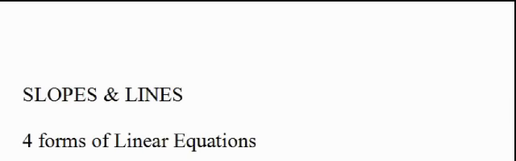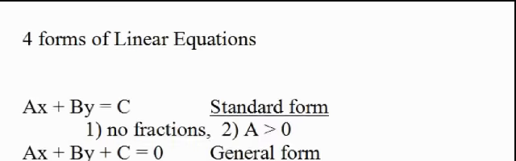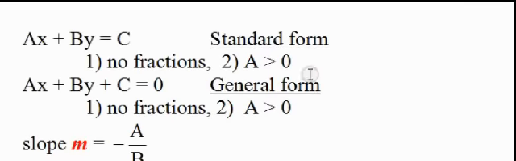This video is all about slopes and lines. First of all, there's four forms of linear equations. Here are the first two, standard form and general form. Notice that there are no fractions and that a must be greater than 0. An interesting thing here is the slope is equal to negative a over b.